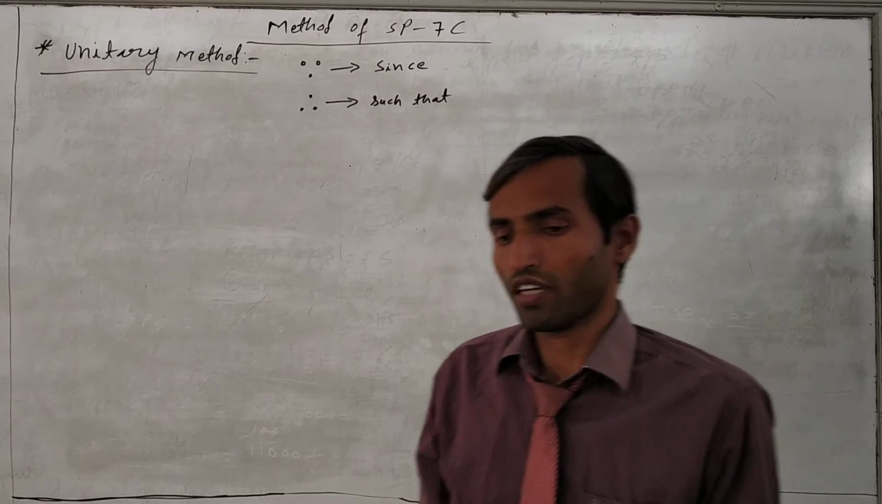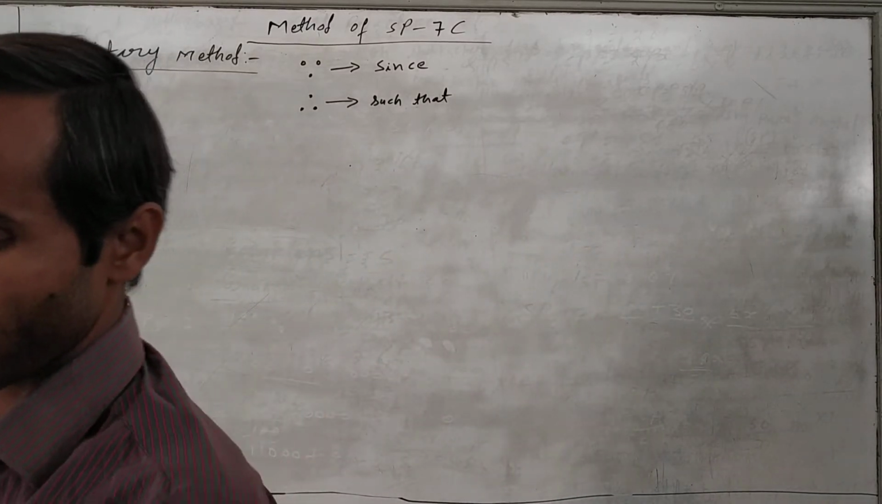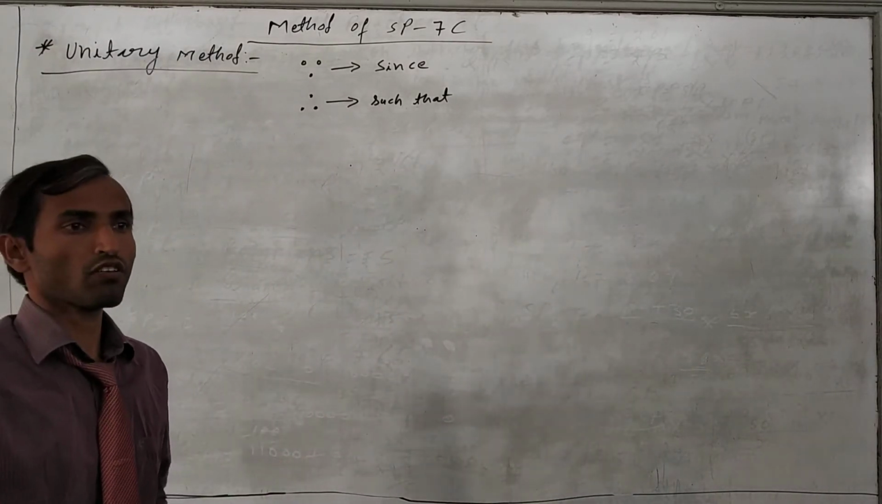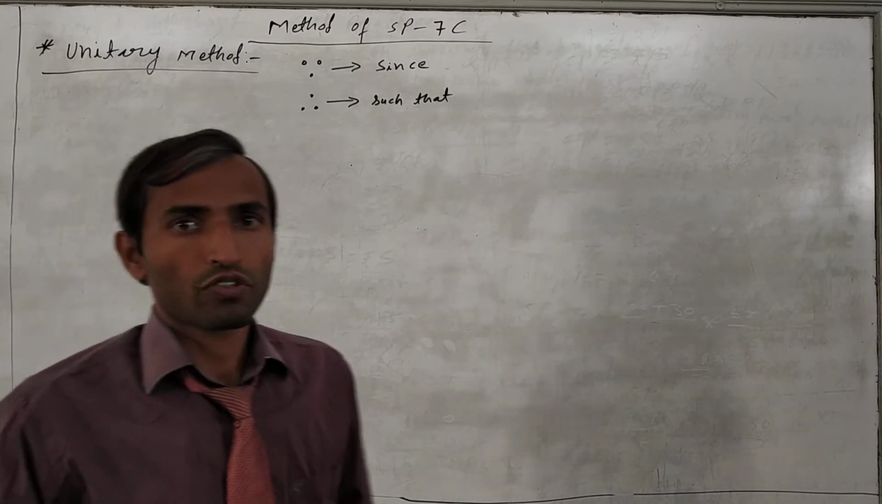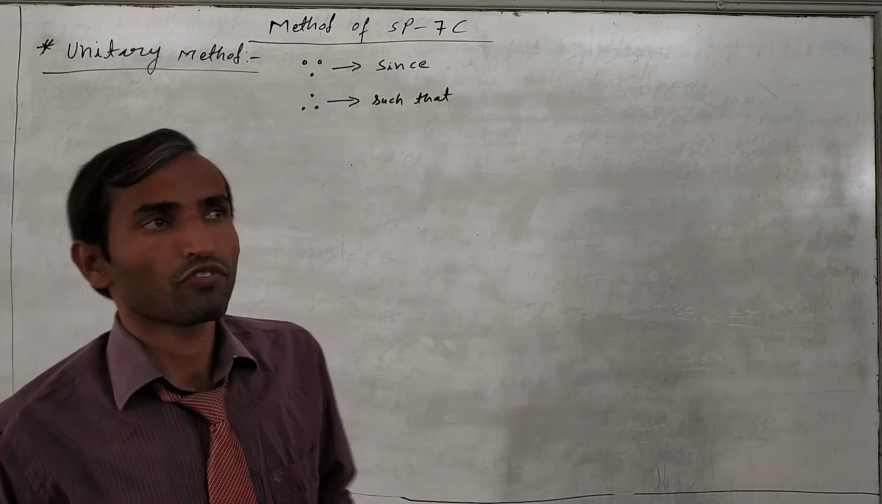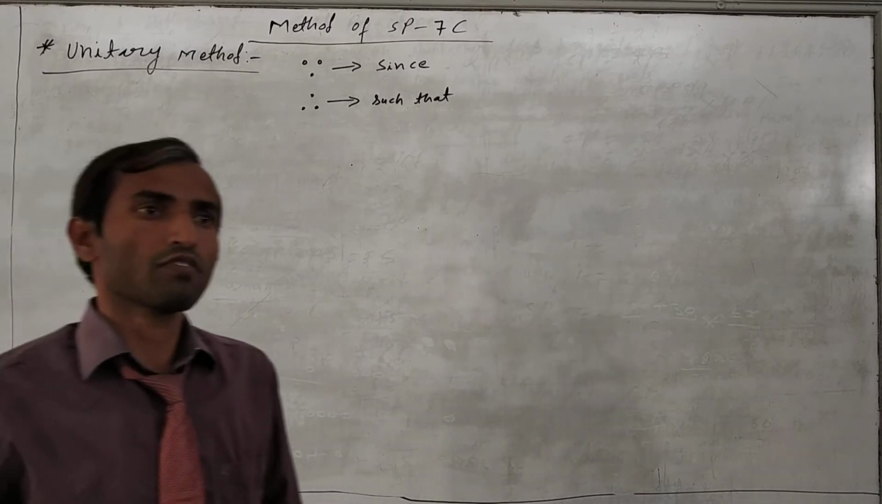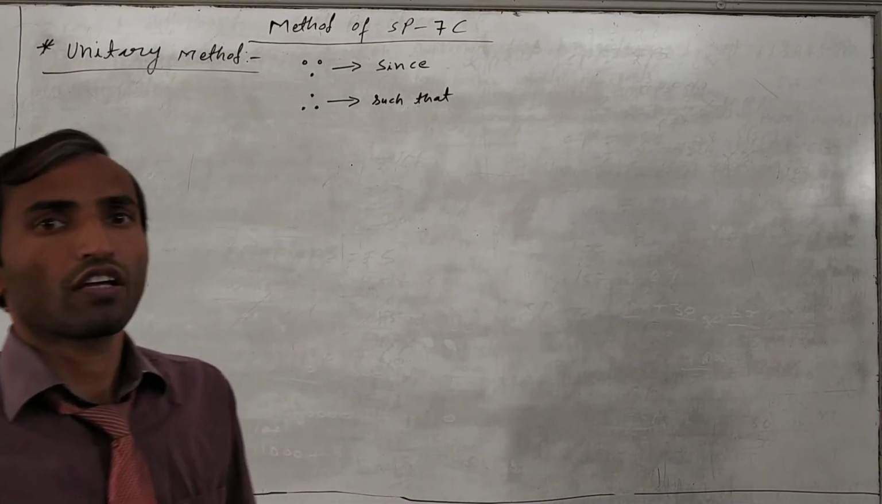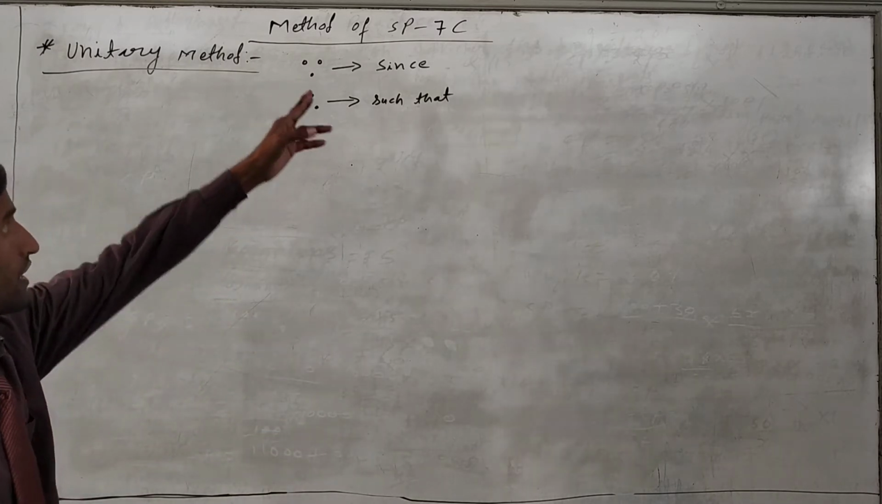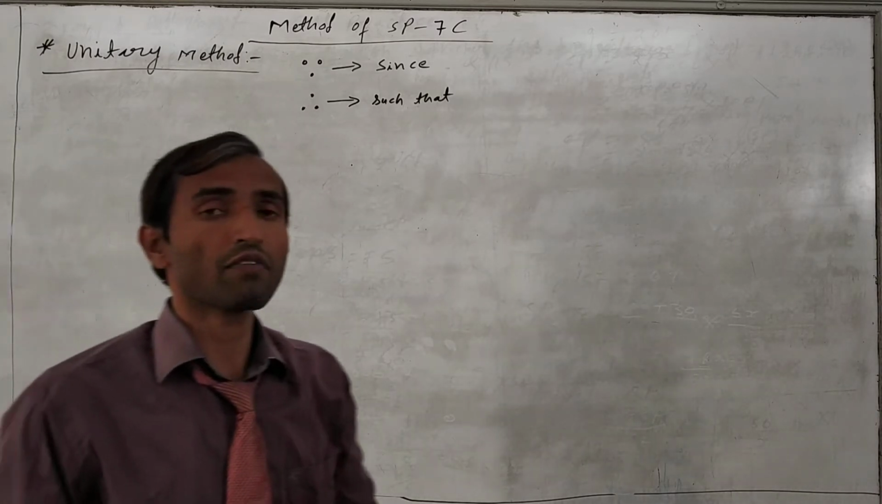In the previous class I explained up to self practice 7b, which is based on proportional ratio. In 7a I explained ratio and proportion, and 7b was proportion. Now the third exercise is 7c, which is based on the unitary method.